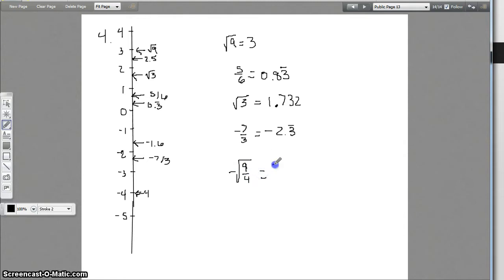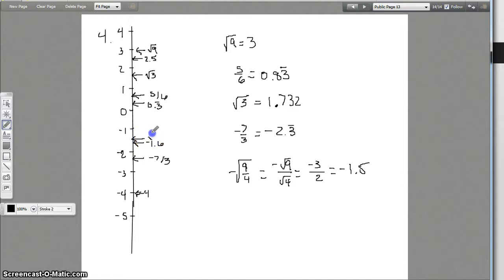And then we have negative of the square root of 9/4. Well, that's the same as the negative square root of 9 over the square root of 4. The square root of 9 is 3, so we have a -3. The square root of 4 is 2. -3/2 is -1.5. So that means we're going to be about right here, just above our -1.6.